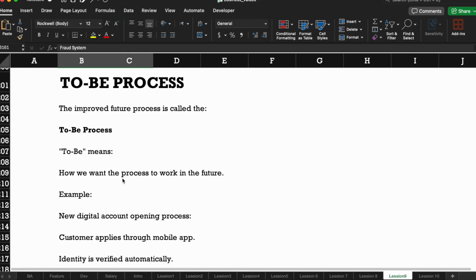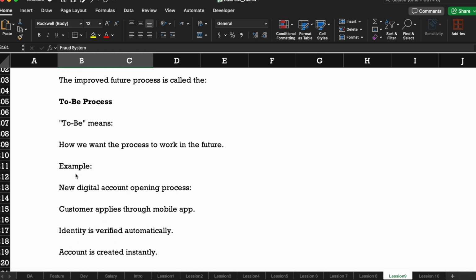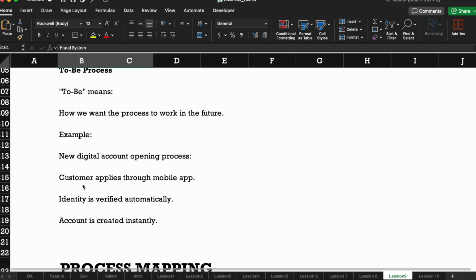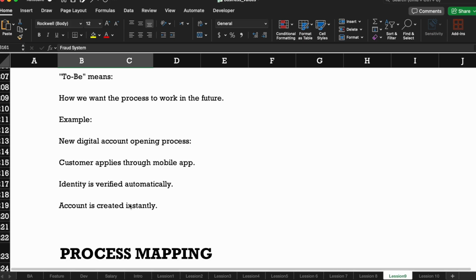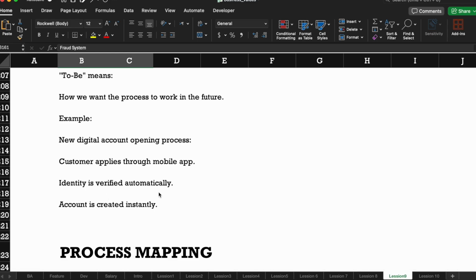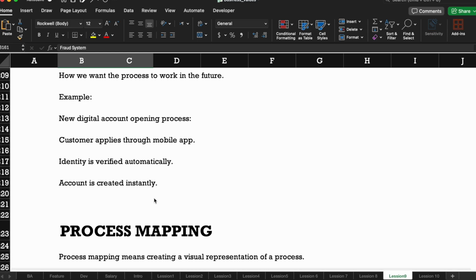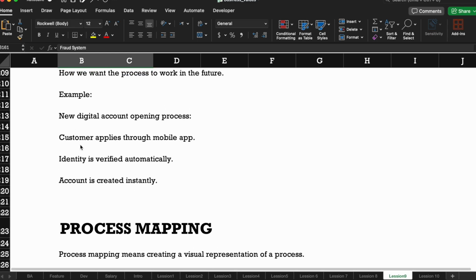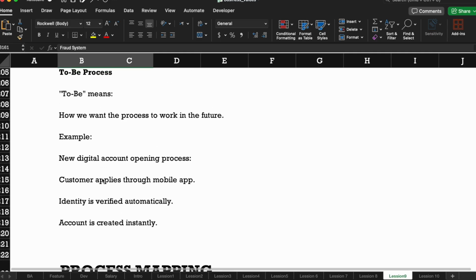To-be process, future state: the improved future process is called the to-be process. To-be means how we want the process to work in the future, right? Digitalized process. Example, new digital account opening process: customer applies through the mobile app, identity is verified automatically, account is created instantly, right? This is the expected solution, which is to-be or future state.